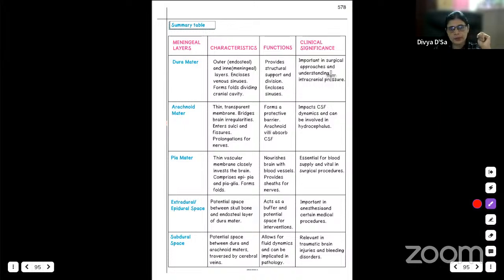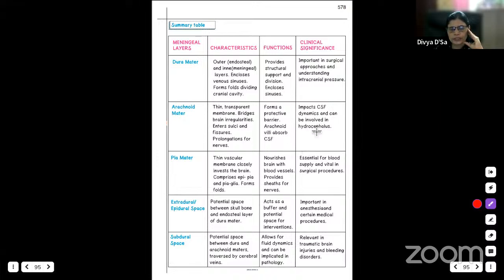Okay, so because the folds contain the sinuses, it is important to understand the intracranial pressure. Arachnoid mater is a thin transparent membrane that bridges all the brain irregularities, entering the sulci and gyri. Okay, and it also covers the nerves. So it forms a protective barrier, and arachnoid villi absorb the CSF and drain it into the venous sinuses. As it advances, these villi become granulations.